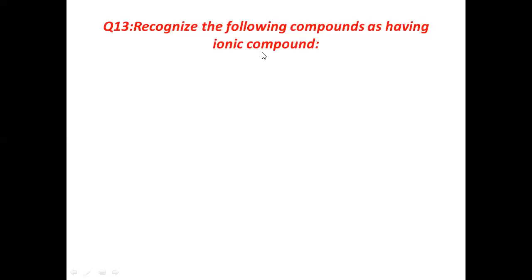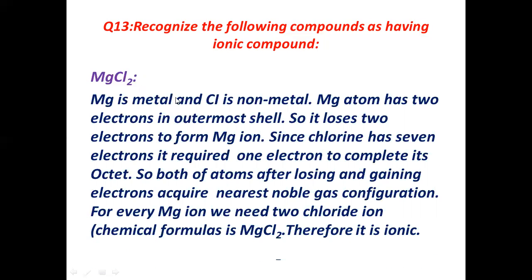Question number 13. Recognize the following compounds as having ionic compound. We have to identify, we have to recognize. Magnesium is a metal and chlorine is a non-metal. Magnesium atom has 2 electrons in its outermost shell, so it loses 2 electrons to form the magnesium ion. Chlorine has 7 electrons in its outermost shell and it will gain 1 electron to complete its outermost shell. Both atoms, after losing and gaining electrons, acquire the noble gas configuration. For every magnesium ion, we need 2 chloride ions. Chemical formula is MgCl2. Therefore, it is an ionic compound.